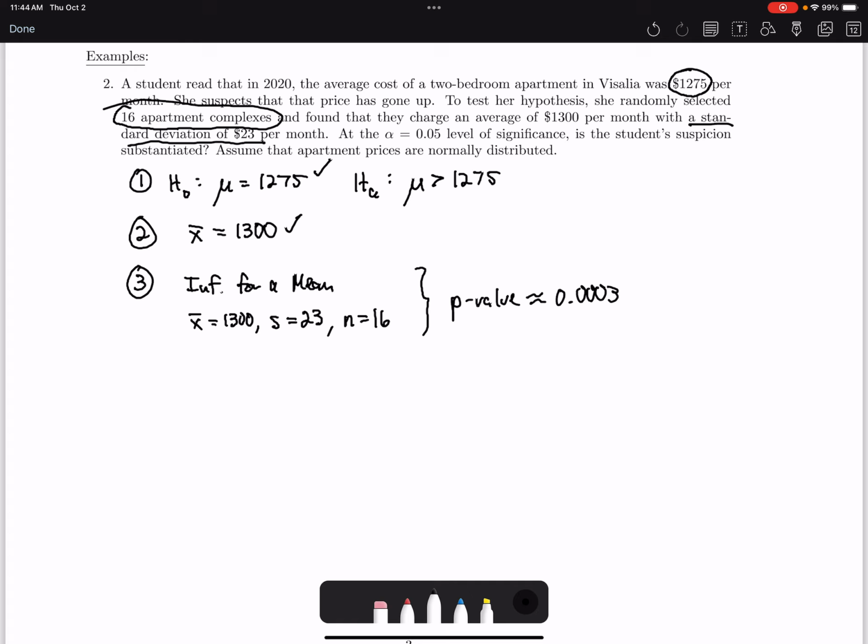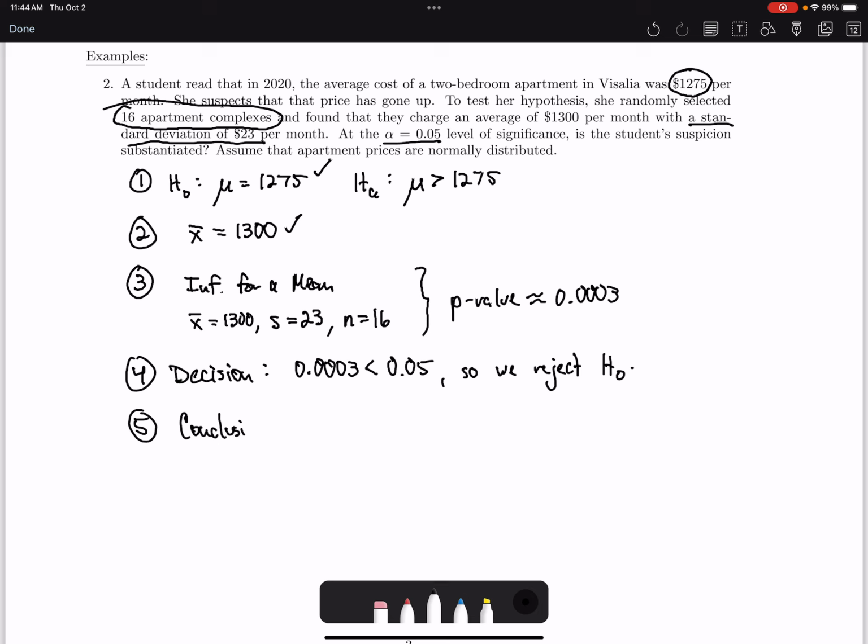Okay, now we can use that p-value to make a decision. We compare the p-value to alpha. Alpha in this case is 0.05. And what we want to know is, is our p-value less than alpha? In this case, the answer is yes. The p-value is less than alpha, so we reject the null hypothesis.